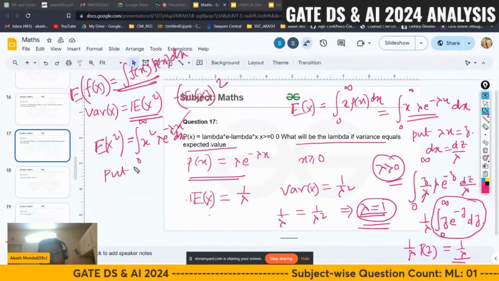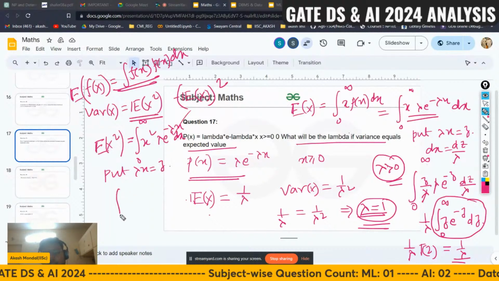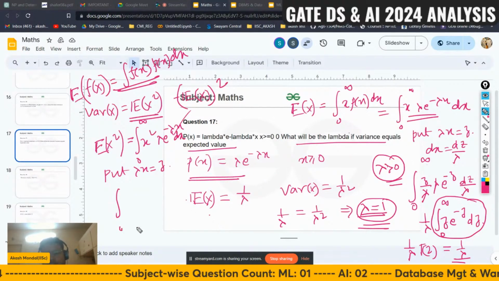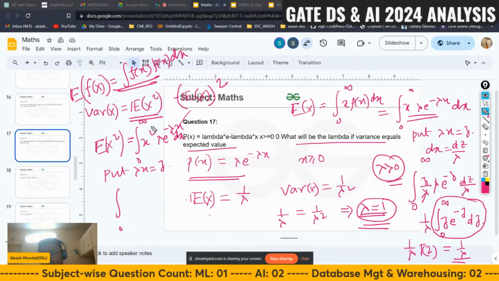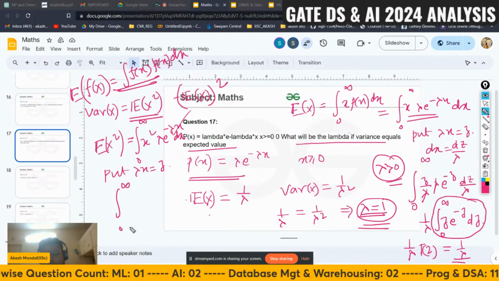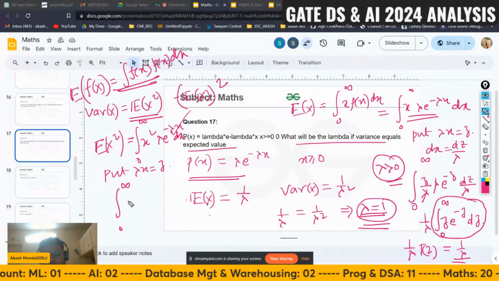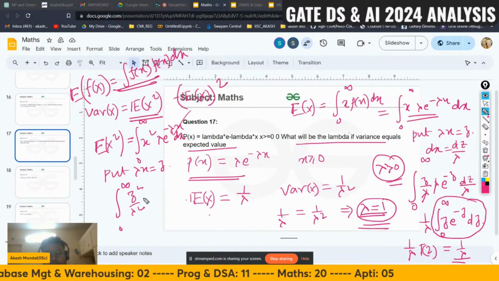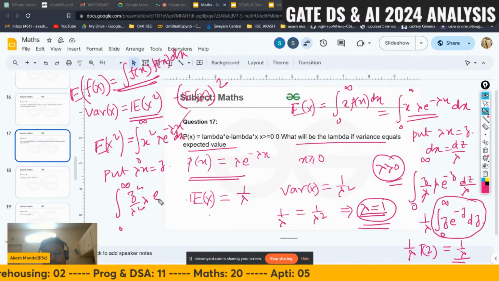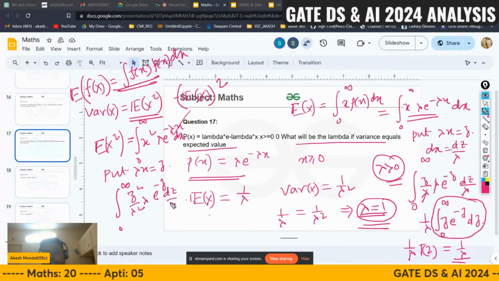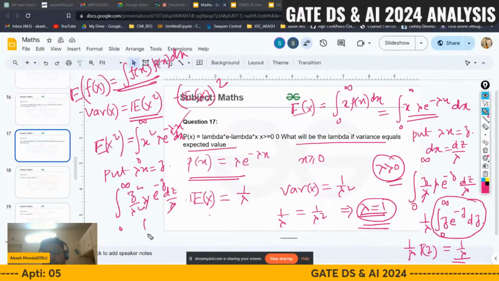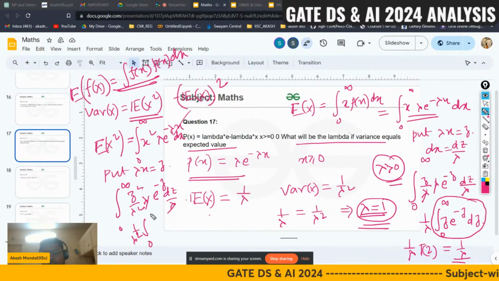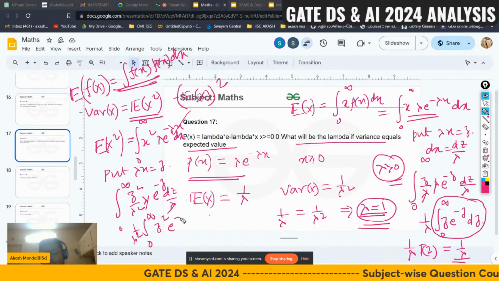Let's put lambda x equals to z. So this will be the same limit, right? You just need to substitute x equals to 0 and then x equals to infinity. So it's going to be 0 to infinity. x square is nothing but z square by lambda square. And again, there is lambda, and e power minus lambda x is e power minus z, and dx is nothing but dz by lambda, right? So you can cancel these two lambda. So it is nothing but 1 by lambda square, 0 to infinity z square e power minus z dz.